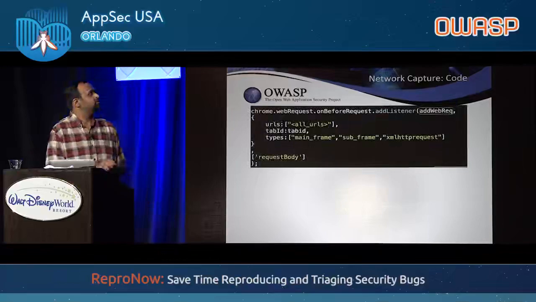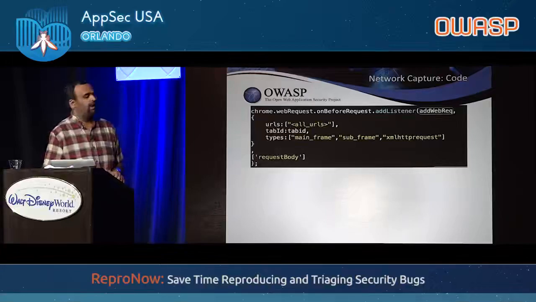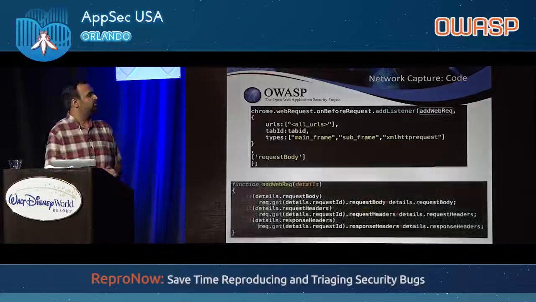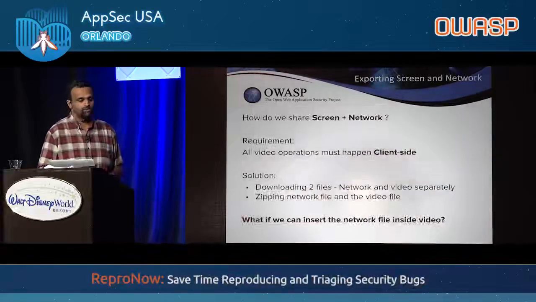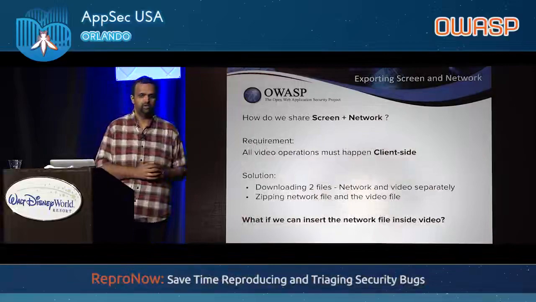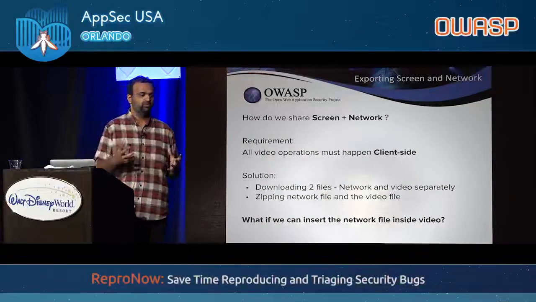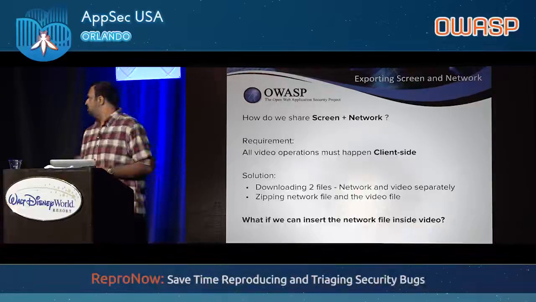So network capture, as I told, we use the web request API on before request. We add an event listener, and there's a callback function called add web request. And there are multiple options for it that you can pass. And in the callback function, we get the details, which we then store in a JSON, which we use later. So now we have the screen and the network. As I told, we have export functionality as well, where we can export the video and we hide the network inside it. So Lakshmi is going to explain how that works.